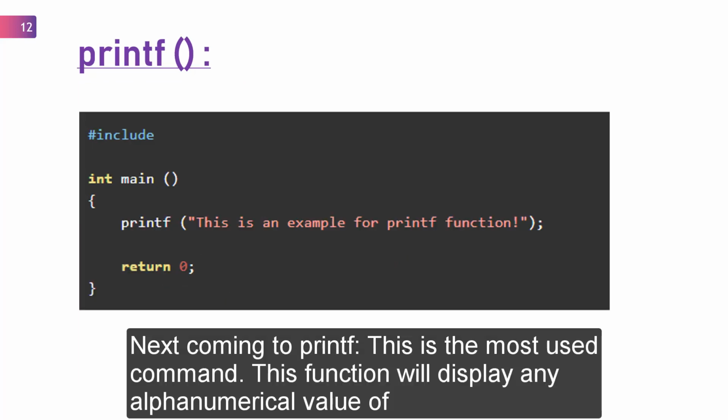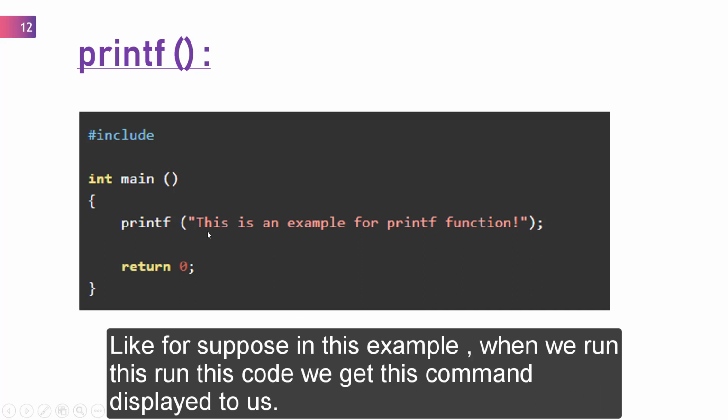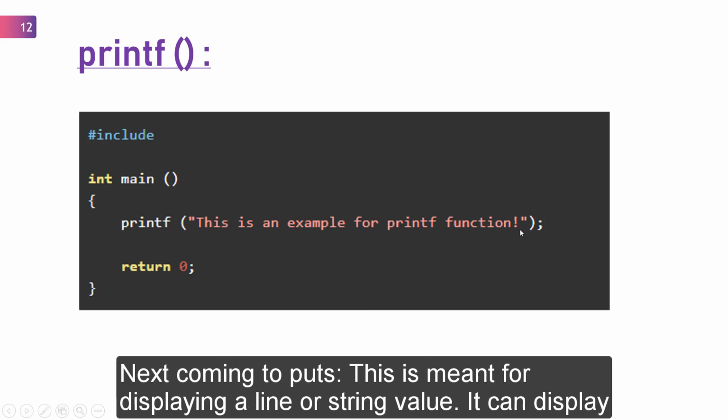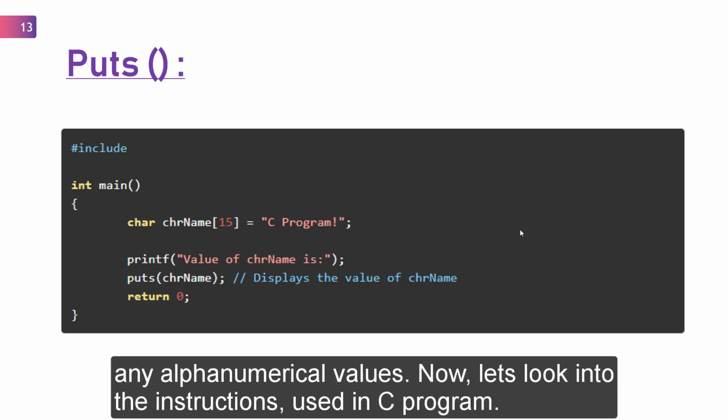Next, coming to printf, this is the most used command. This function will display any alphanumerical value of any length of a variable. It can also be used to display any message to the user. For example, in this example, when we run this code, we get this message displayed to us. Next, coming to puts, this is meant for displaying a line or string value. It can display any alphanumerical values.